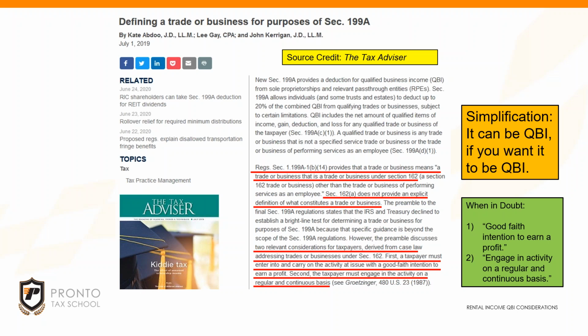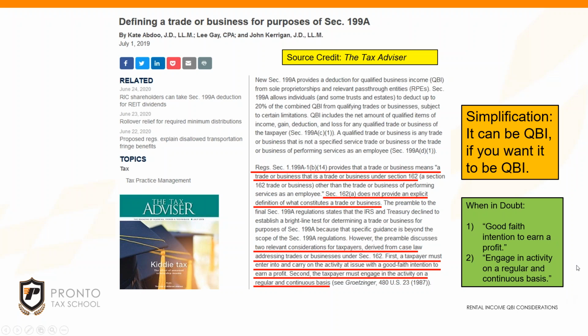And number two, do you engage in that activity on a regular and continuous basis? Most rental income for smaller landlords will meet that definition pretty easily. But others may not. They may be like a managed investment, and that's why some people are saying a triple net lease won't qualify for QBI, or maybe it does qualify for QBI or not. But the way it has played out in practice over the first couple years of the QBI deduction is that you can use rental income as qualified business income if you want it to be.